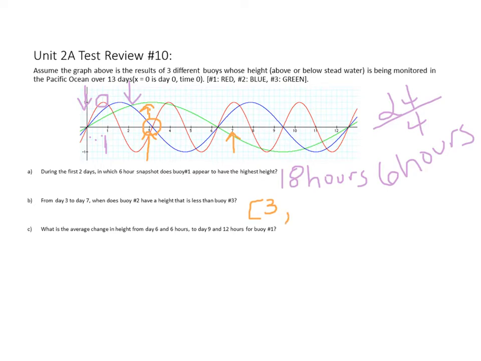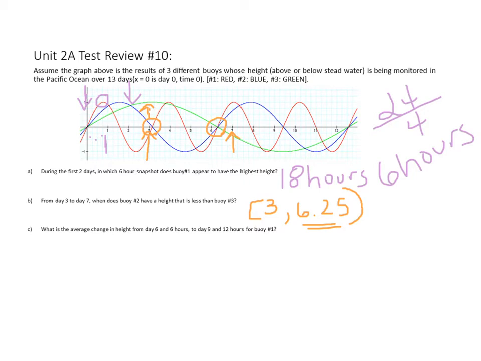Our blue is definitely lower, so it can be an inclusive 3, comma. But when I look at day 7, I see that our green graph starts to go below our blue graph right here. And that's really at about 6.25 days, or 6 days and 6 hours. So I am going to go to 6.25. I'm going to do a parenthesis, and at that point our blue graph actually starts getting greater than our green graph. I can't include this point because this is where they're equal, so I will do a parenthesis.